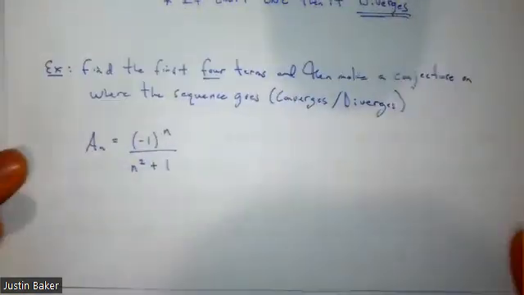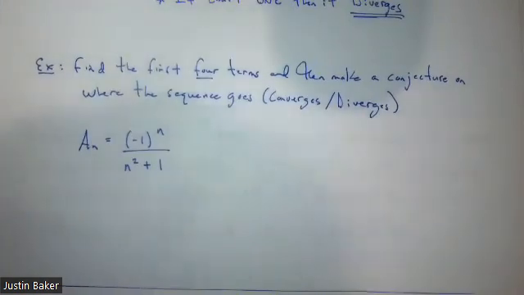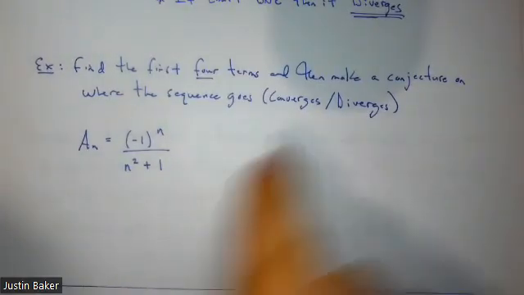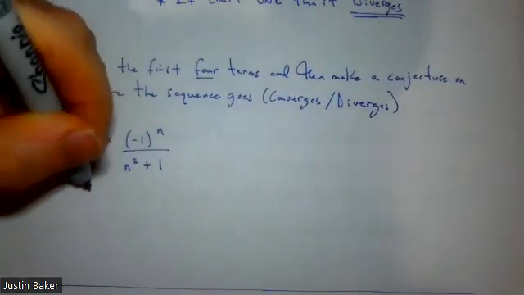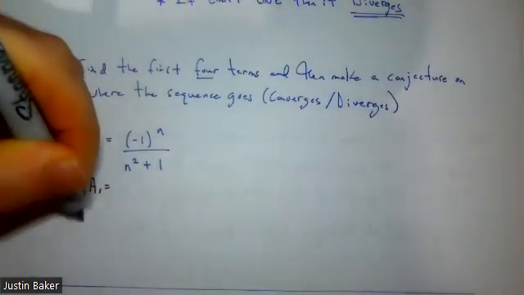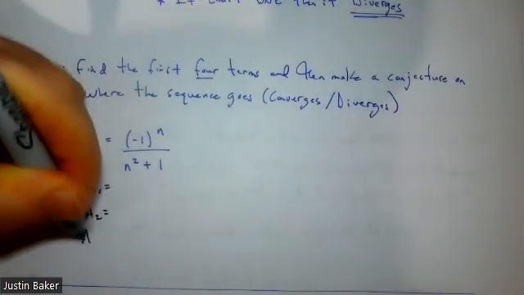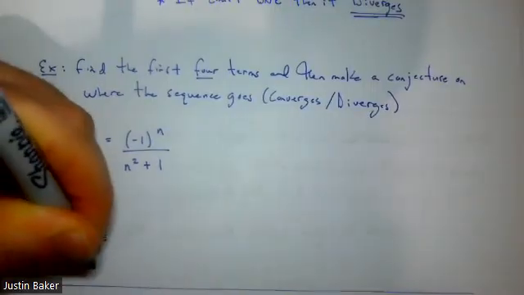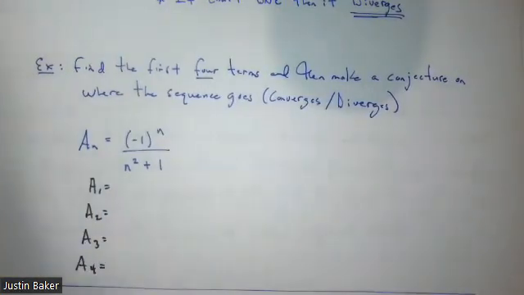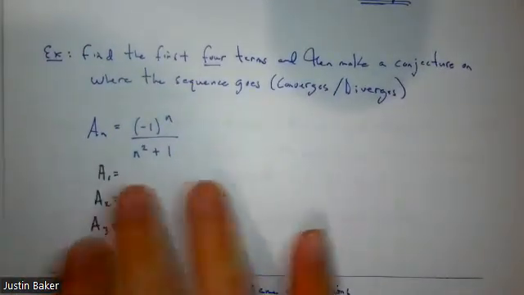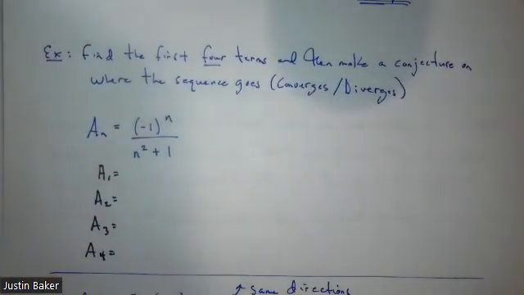Okay, find the first four terms and then make a conjecture on whether the sequence converges or diverges. So if you're going to find the first four terms, you're looking for a sub 1, a sub 2, a sub 3, a sub 4, and seeing what we can come up with. So see what your results are. We'll talk in a minute or two. Ready? Go.